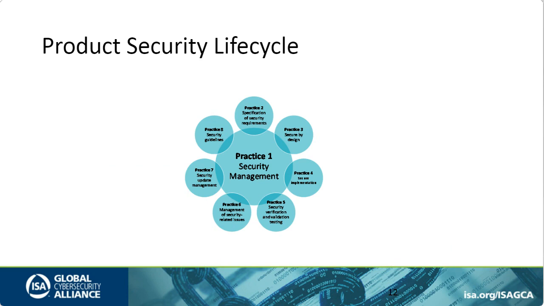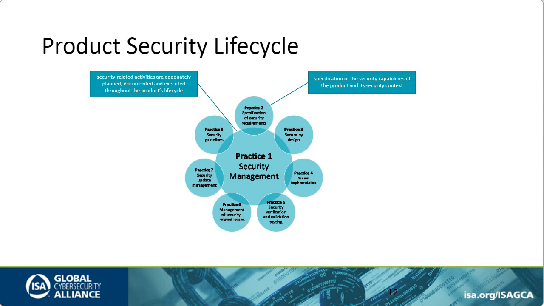Product security lifecycle is organized around 8 practices that are described in Part 4-1. The security management practice requires that security-related activities are adequately planned, documented, and executed throughout the product's lifecycle. Practice number 2 is the specification of security. It requires the specification of the security capabilities of the product and its security context.